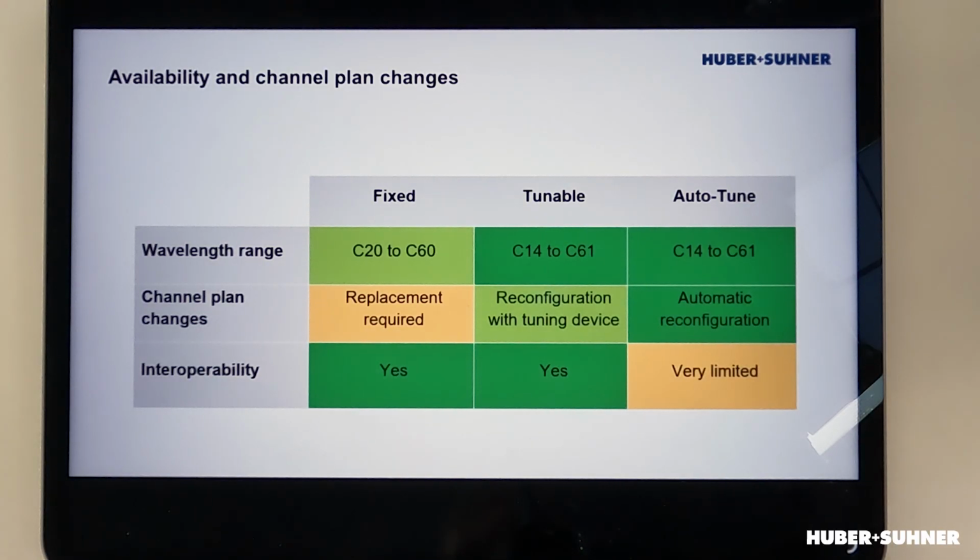But there is one very important thing still to mention for the auto-tune transceiver, and that's the interoperability between auto-tune transceivers from different vendors. For a few years now, we've already had the Smart Tunable MSA, which specifies an auto-tuning protocol to make interoperability between different vendors possible. But the manufacturers generally tend to still stick to their own proprietary protocol, meaning that the auto-tune transceivers between different manufacturers are not compatible with each other. And that is quite a downside, especially when you're trying to find a dual source.